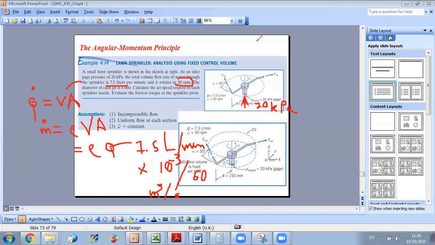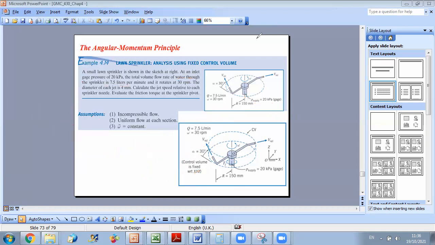Okay, now the diameter of each jet is 4 millimeters. Calculate the jet speed relative to each sprinkler nozzle. Evaluate the friction torque at the sprinkler pivot. Okay. هلا الانجلر momentum يمكن واحد من أصعب الapplications. Okay, but if you follow step-by-step procedure, you will be able to do it. Okay, so what should we do here?